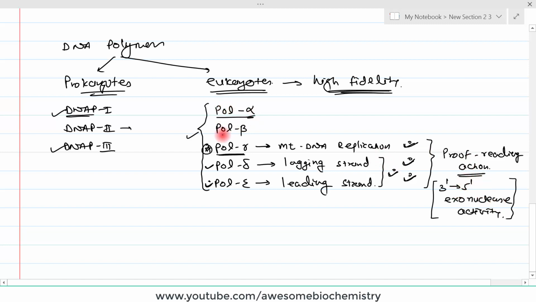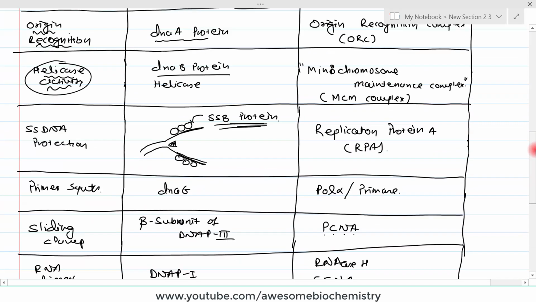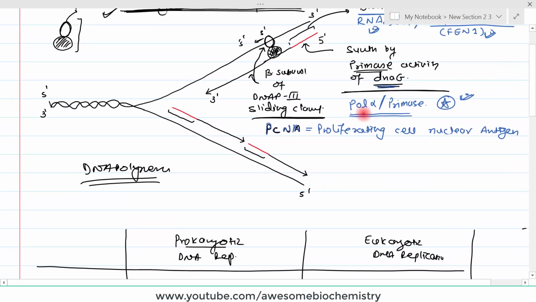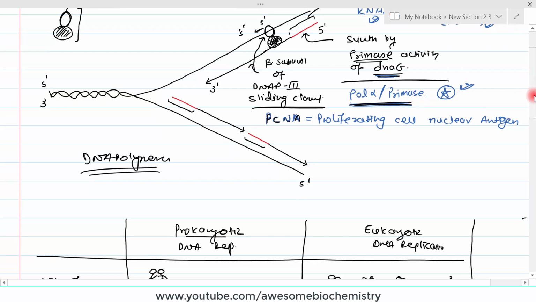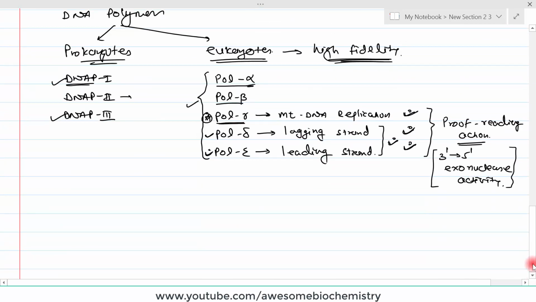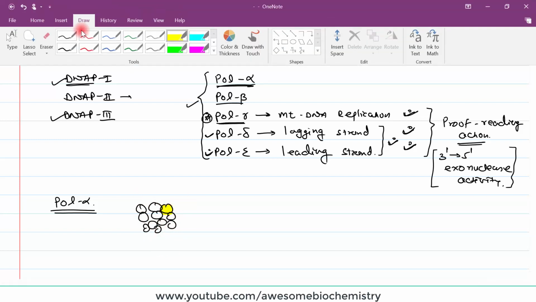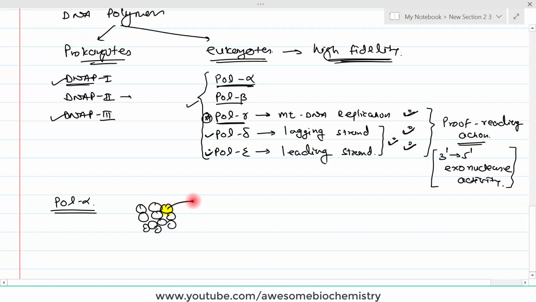Now what about polymerase alpha and polymerase beta? As I told you earlier in this video, Pol alpha is a very interesting enzyme. So I kept the best for last. Pol alpha of the eukaryote has multiple subunits. Out of these multiple subunits, one subunit, let's say this yellow-marked subunit, has primase activity.